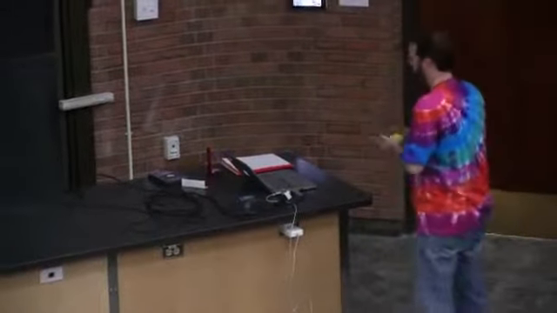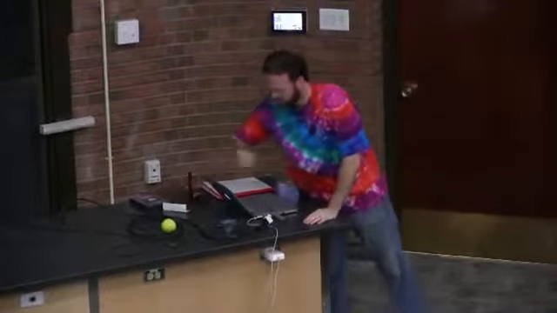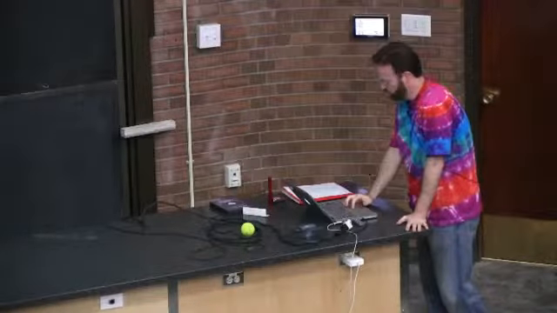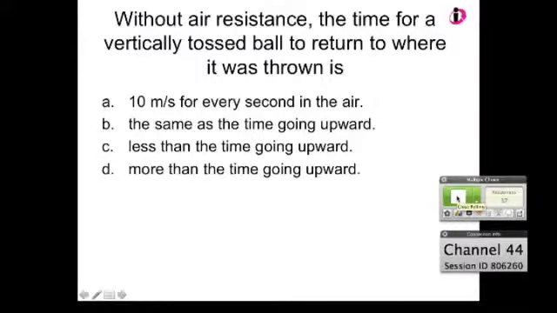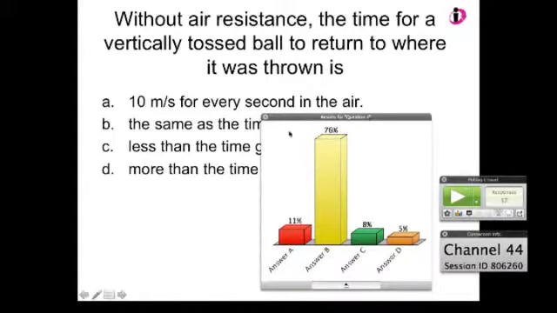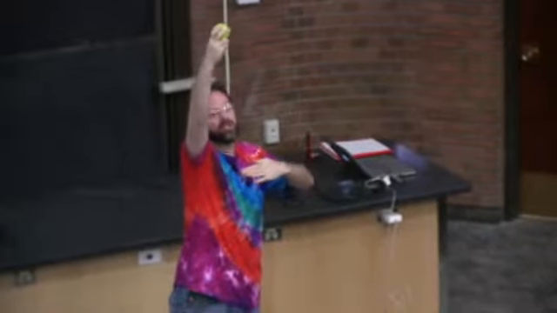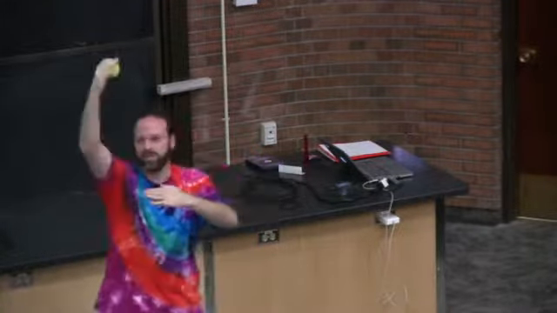10, 9, 8, 7, 6, 5, 4, 3, 2, 1. 76% think B. Yes, it is the same time. Realize if you got a certain velocity up, gravity decelerates it to 0 in that distance, which takes a certain amount of time. And then it accelerates it down, so it speeds back up to that speed. So yeah, it's the same time up as down.